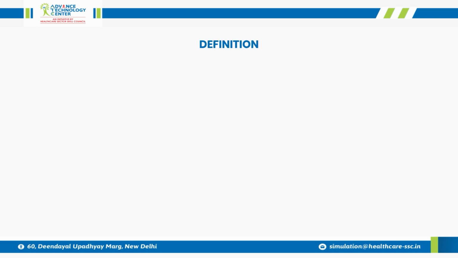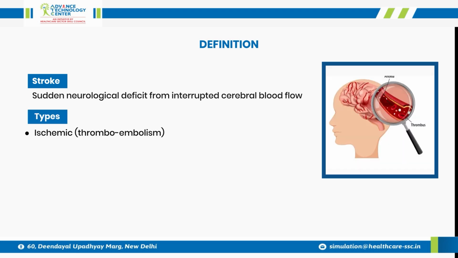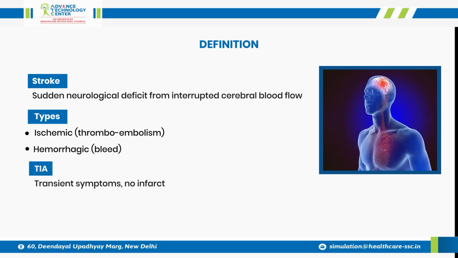Definition. A stroke is a sudden loss of brain function caused by interrupted blood flow, most often an ischemic blockage, and less commonly, a hemorrhage. A TIA looks similar, but resolves quickly without permanent damage. Because brain tissue is time-sensitive, rapid recognition and pathway activation are essential.